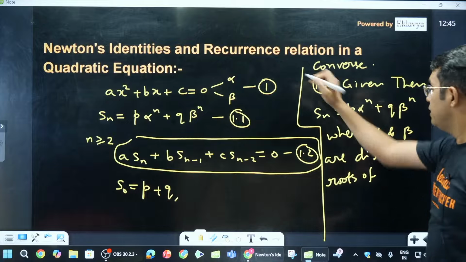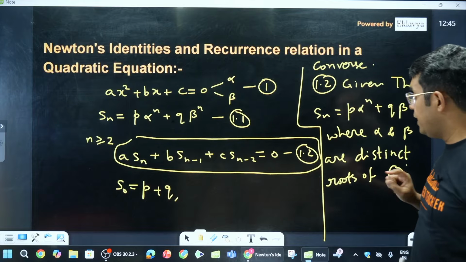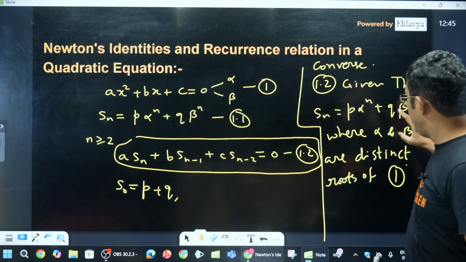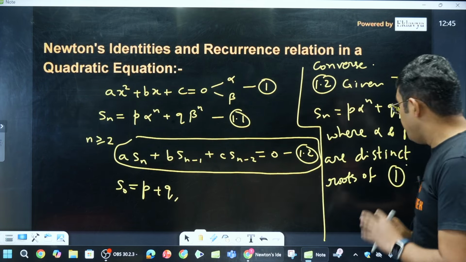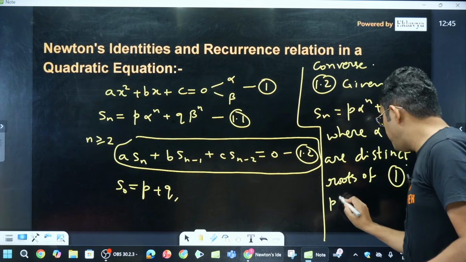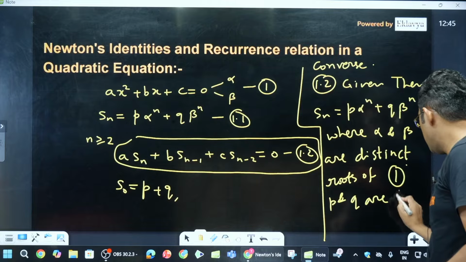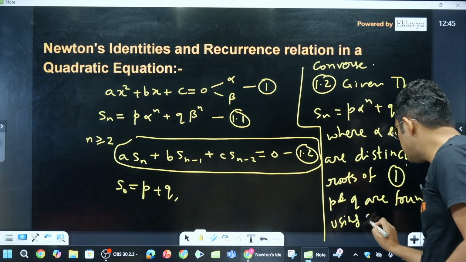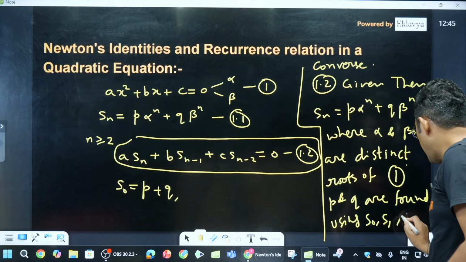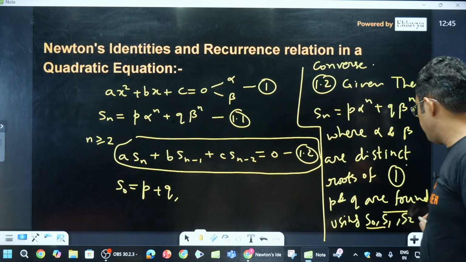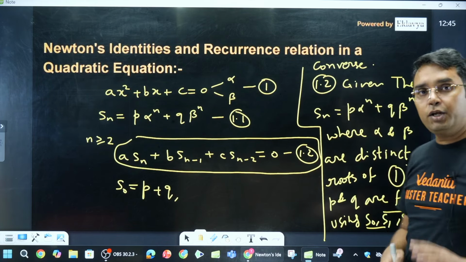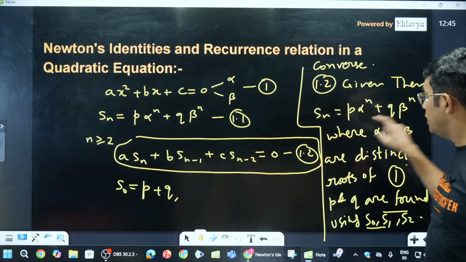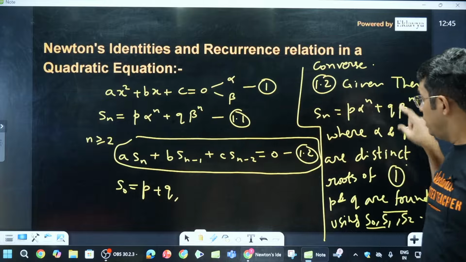of the quadratic 1. That means if this relation is given, then Sn will be only this thing, nothing else, where alpha and beta are distinct roots of this, and p and q can be found. P and q are found using S0, S1, S2. Any two of them are sufficient to find your p and q, because you know alpha and beta, because that ABC is known. So by solving the quadratic you can get alpha and beta.